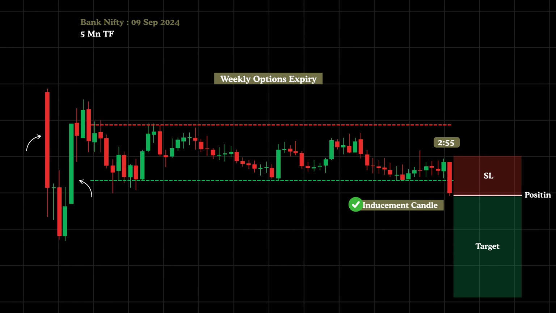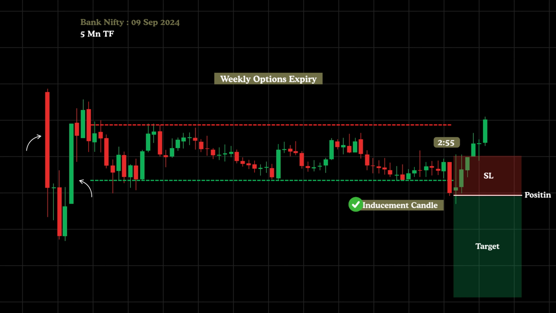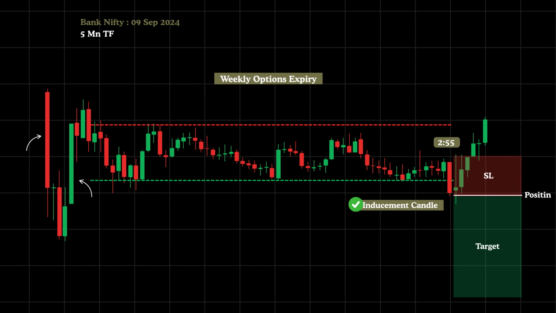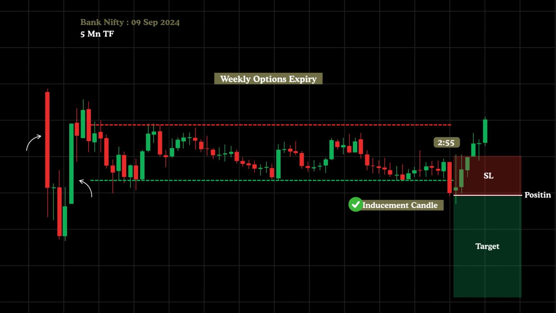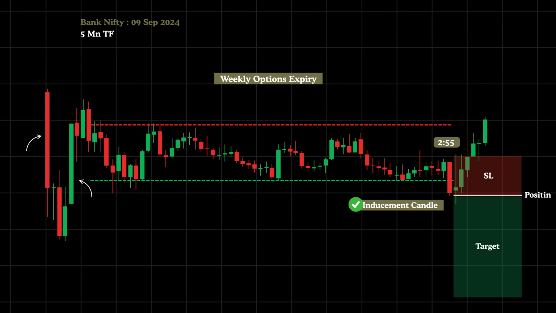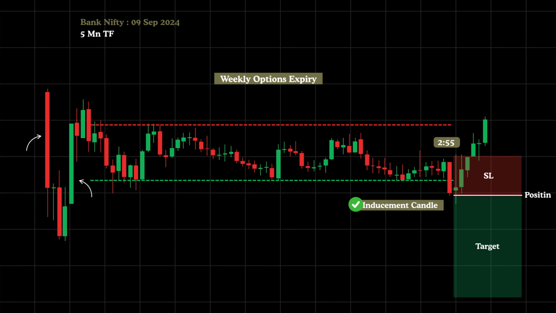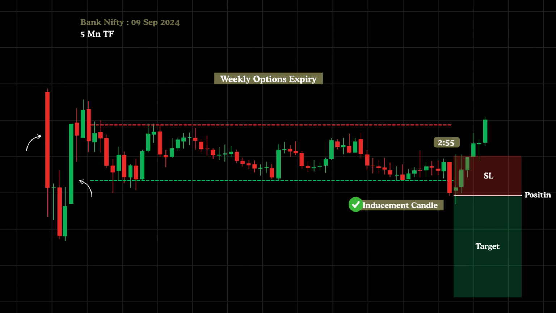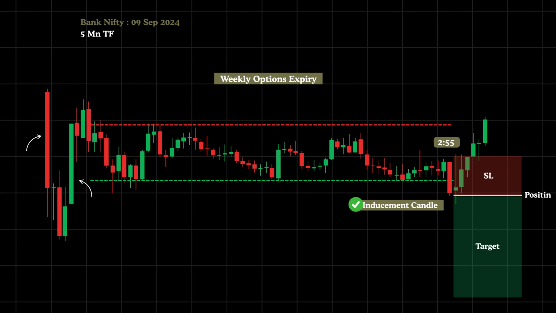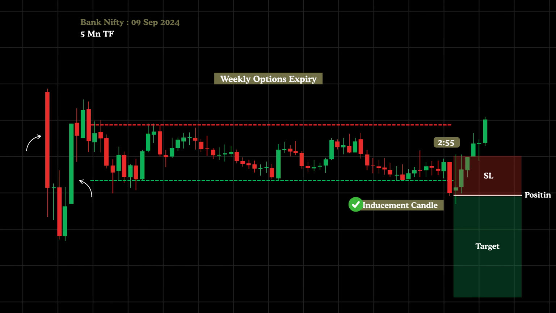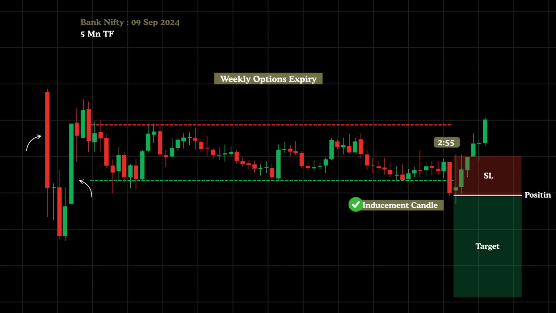What happens next is classic. The market quickly reverses upward, sweeping through both the stop losses of new sellers and those of buyers who were already positioned. This fake breakout traps retail traders who fell for the inducement candle. Such traps are becoming increasingly common, where smart money uses false breakouts late in the day to exploit retail psychology. If you were trading on this day, chances are you may have been caught in this exact setup. Now, let's move on to the second type of inducement candle.